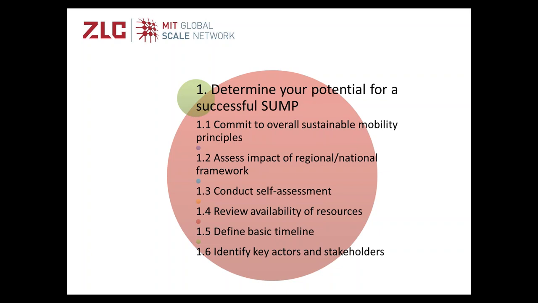For instance, the first one is determine your potential for a successful sustainable urban mobility plan. So every single step is divided in several tasks, and each one of the tasks has different objectives. I'm not going to mention all of them, but for instance, what you have to do on step one is establish sustainable principles as part of your neighborhood or city policies, having a broad agreement on making sustainable principles. So it's very generic, very high level on how to establish the principles that are going to lead the sustainable urban mobility plan. In this step, you have to define the timeline. How long is going to be your project and your idea implementation? And of course, identify the key actors and stakeholders that are going to be involved.